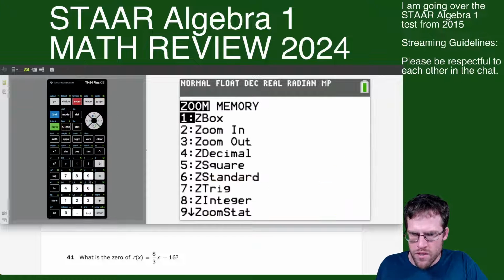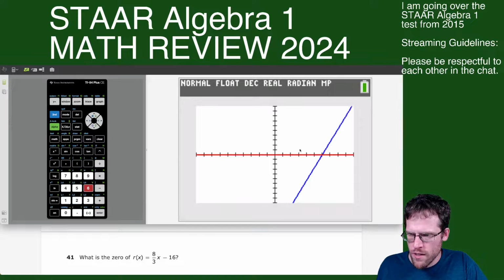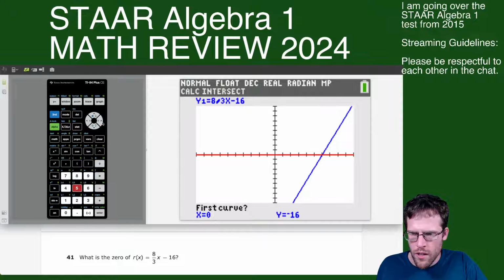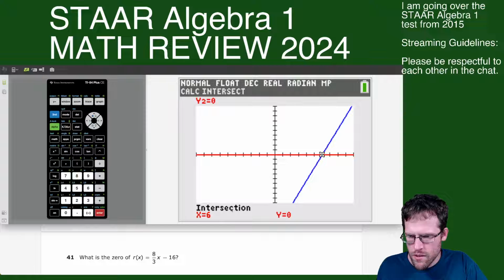And I'm going to press zoom 6 just so it looks like standard here. And I could trace the 0, or I could trace the intersection of the blue and the line y equals 0. So now I just get close. I did second trace 5, just showing you second trace 5. Now enter 3 times. X equals 6.